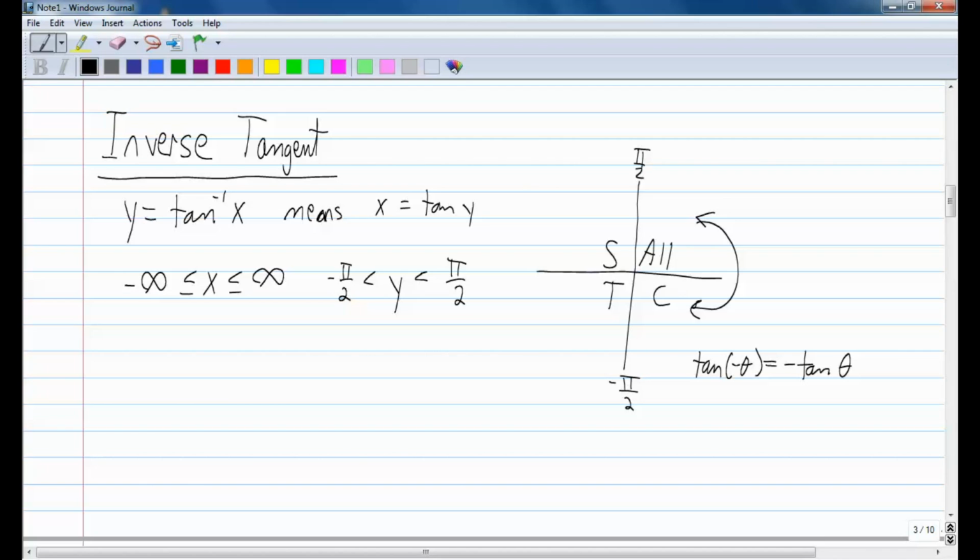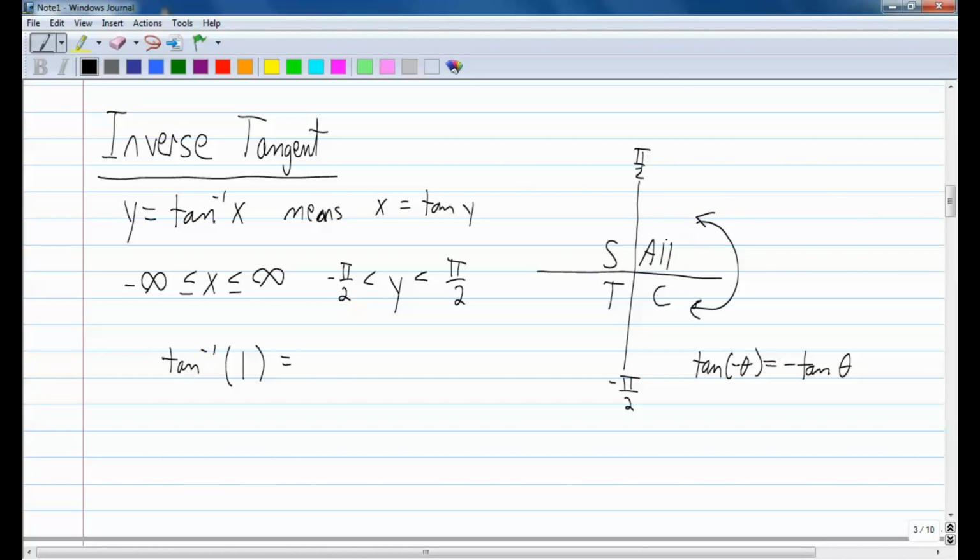So if we know that tangent is positive, say a positive pi over 4 in the first quadrant, if we want that angle measure in the fourth quadrant, just make the angle measure negative, so it would be negative pi over 4. So here's how we could use that. Let's say that I wanted to find the inverse tangent of 1. Well, since I'm taking the inverse tangent of a positive, then I'm looking for the answer where the tangent would be positive, which is the first quadrant.